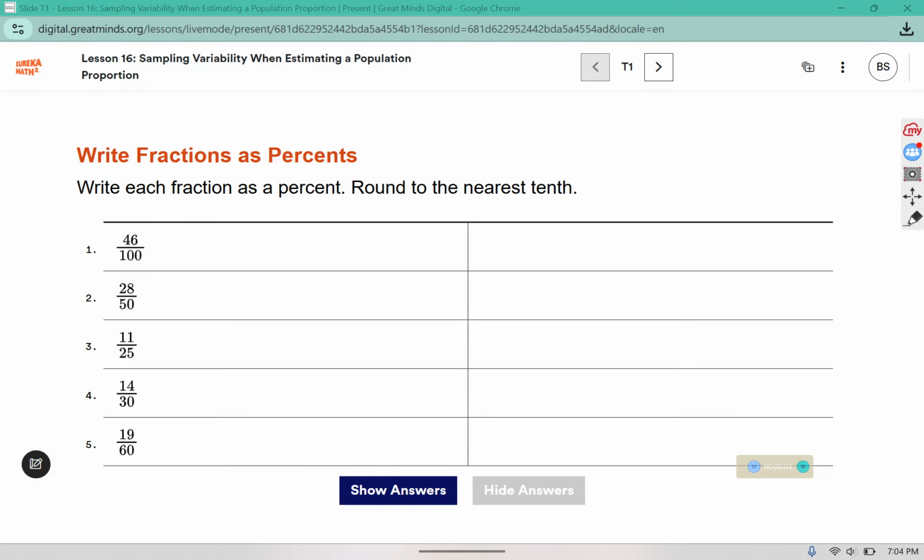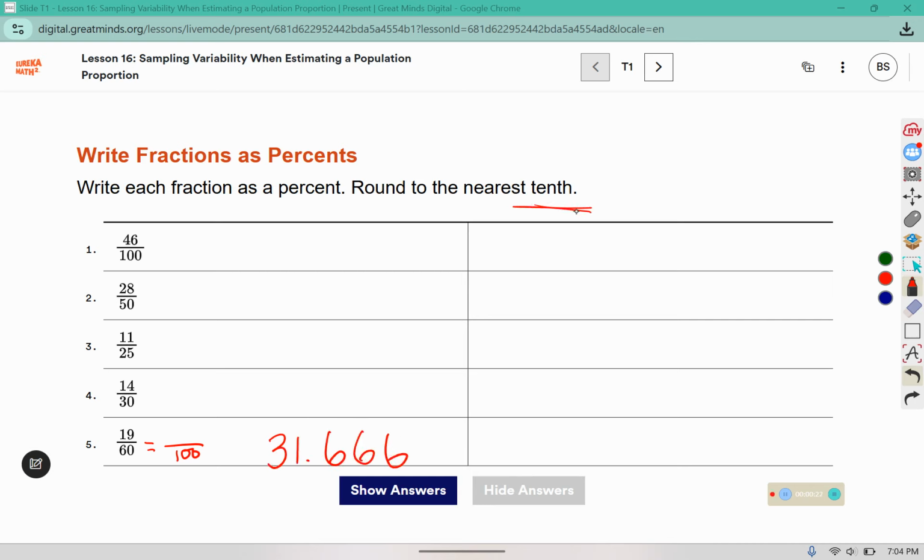Write each fraction as a percent, round to the nearest tenth. If we cross multiply and divide, that changes the fraction into the percent. So we'll do 19 times 100 divided by 60, which is 31.6 repeating, but it says to round to the tenths. So we look at the hundredths place, and since it's 5 or more, we increase this number here. So it should be 31.7%.